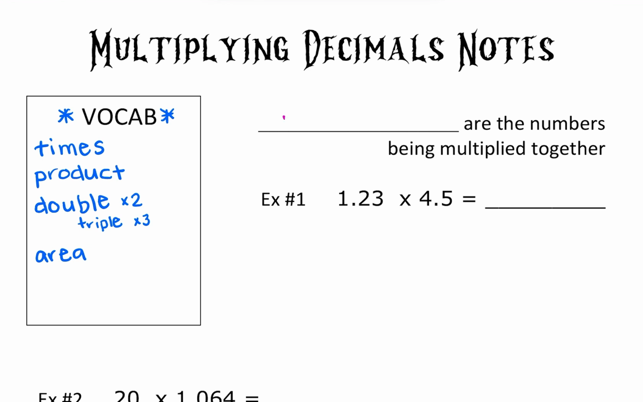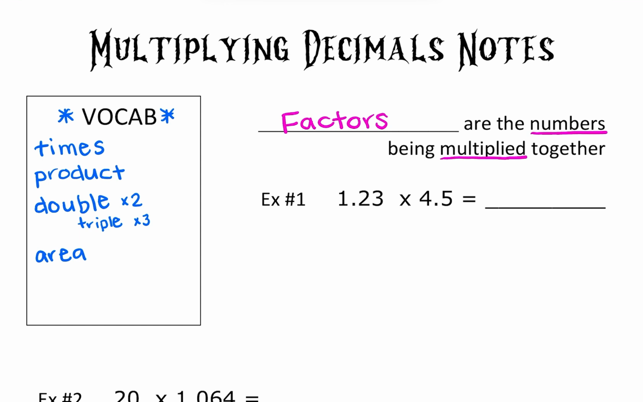Okay, so now we can talk about the pieces of a multiplication problem. That word is going to be factors. Factors are the numbers being multiplied. In this problem right here, these are the factors. The answer is the product. So factors, and the answer is the product. Okay, so now let's actually get started on this multiplication.